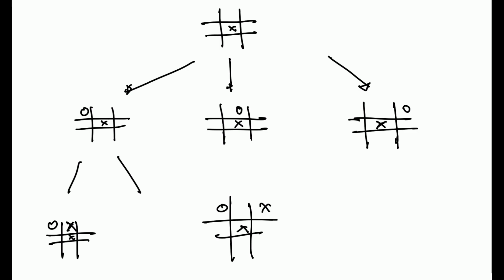Now, something like Go, where the number of board positions theoretically would be upper bounded by 3 to the 19 squared, right? Or 3 to the 19 times 19, which is that number, which is more than the number of subatomic particles in the observable universe, right? So for a very simple game like tic-tac-toe, complete enumeration of the decision tree is totally feasible, okay?